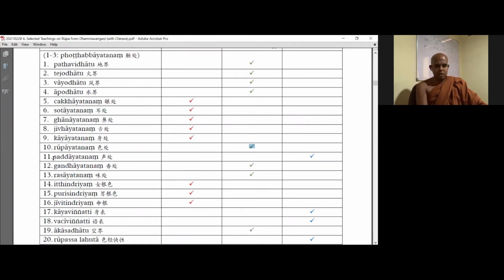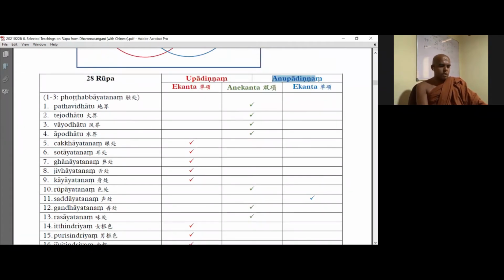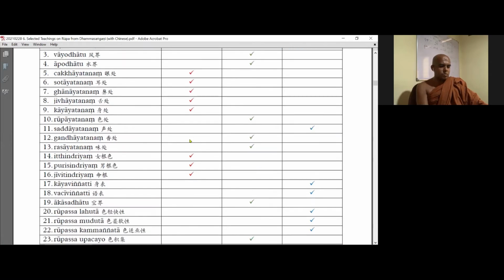About the Sadda Rupa, sound. Sound cannot be Kamaborn Rupa. This is Anekanta. Sorry, the Anupadinna. Anupadinna is the not Kamaborn Rupa. And the same with smell and taste objects, 2 Rupa become Anekanta. Anekanta means including both sides.